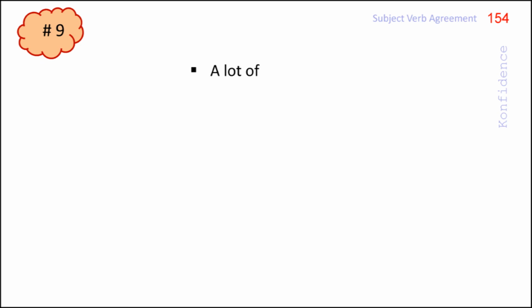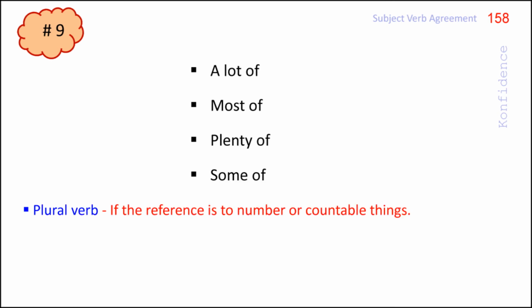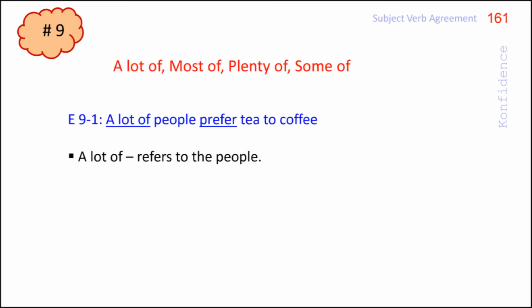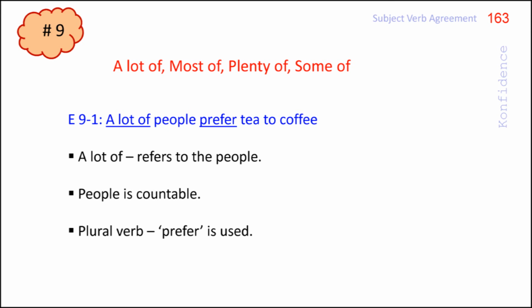Look at these expressions: a lot of, most of, plenty of, and some of. These expressions take a plural verb if the reference is to number or countable things. But if the reference is to amount or quantity, or non-countable things or a collective noun, a singular verb is used. In the first sentence, a lot of refers to the people. The word people is countable. So the plural verb prefer is used.